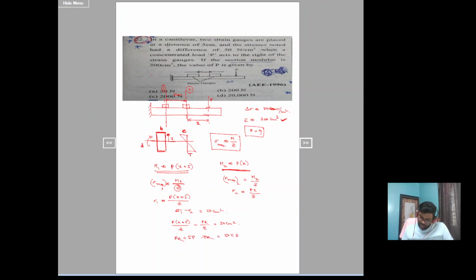Now you can cancel it. 5p is equal to 50 into z. So p is equal to 10 into z. So z is nothing but 200 centimeter cube. So p will be 2000. Okay, 2000 Newton you will get. So option C is correct out of these. Okay, next question.